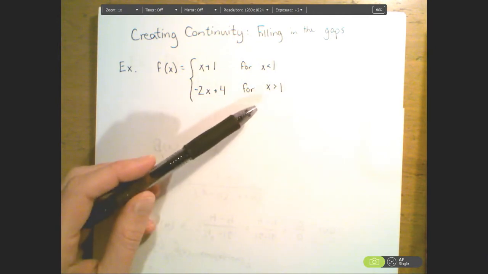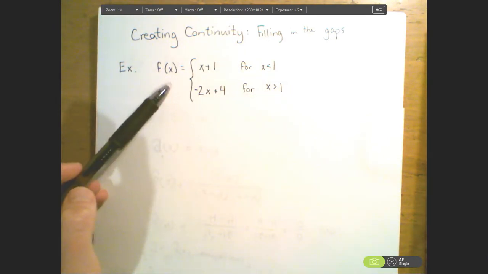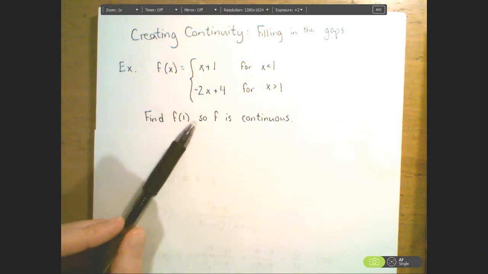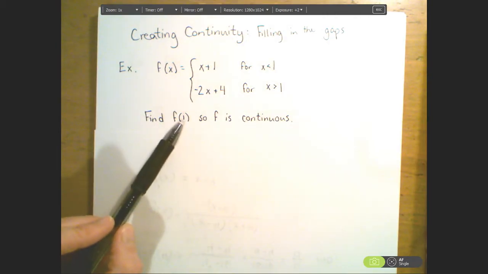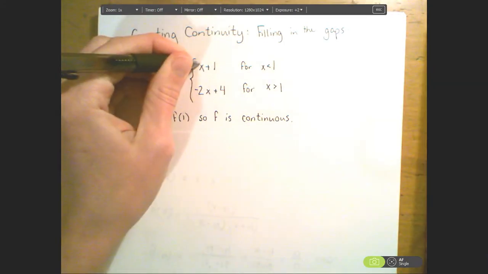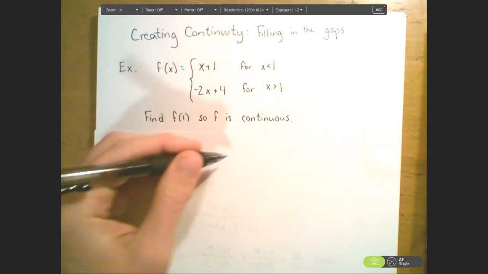Notice that when x is exactly equal to 1, this function is undefined because we haven't given a value right at that point. And our job is to find f of 1 so that f is continuous. So when x equals 1, we need to find out what the y value needs to be to make this function continuous. So one of the things that I might want to do is to graph this piecewise function.